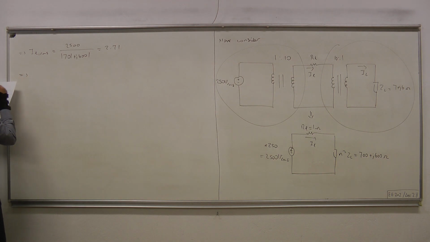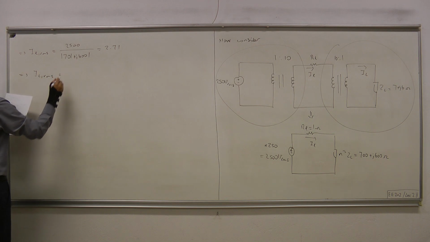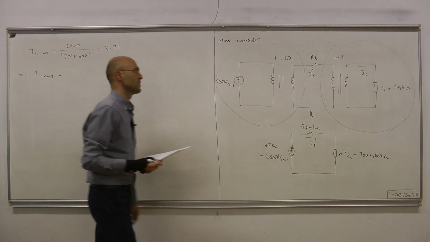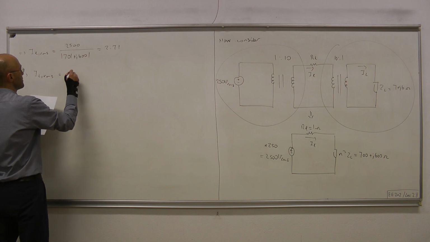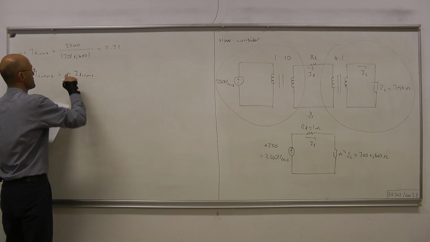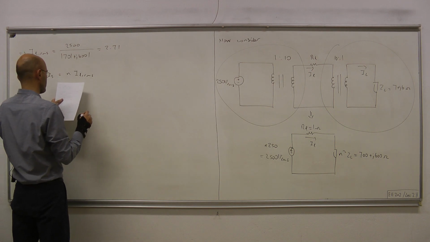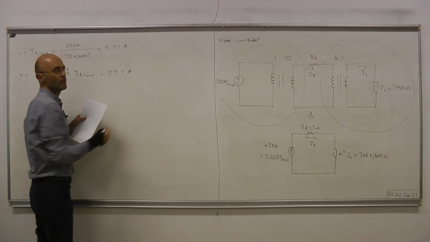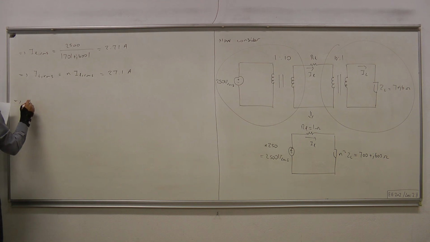Once we have IL, the line current, we can easily compute the load current by using the terminal equation for the transformer, which reads N times IL RMS. N is the turns ratio, and that's 10 in our case, which produces 27.1 amps. Okay, and now with these currents we can compute the powers.